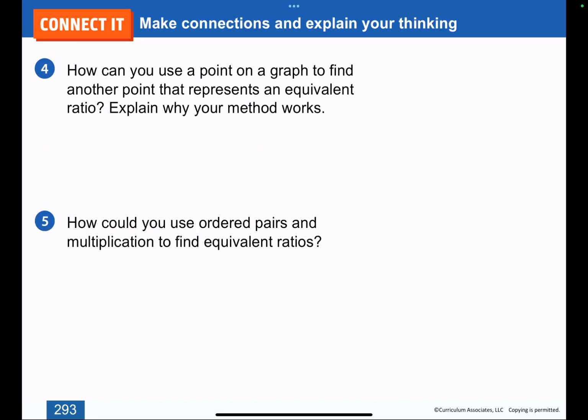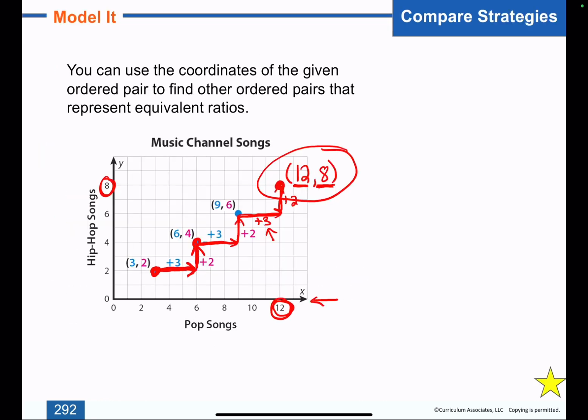Number 4, how can you use a point on a graph to find another point that represents an equivalent ratio? Well, we kind of did that here. We basically just took the x value and increased it, and then we took the y value and increased it. As long as you're increasing the x values and the y values by the same amounts, starting with the ratio that you're already given, you should be good. We increased by 3 because my x value was 3. We increased by 2 because our y value was 2. And we can keep on doing this pattern to find an infinite amount of equivalent ratios.